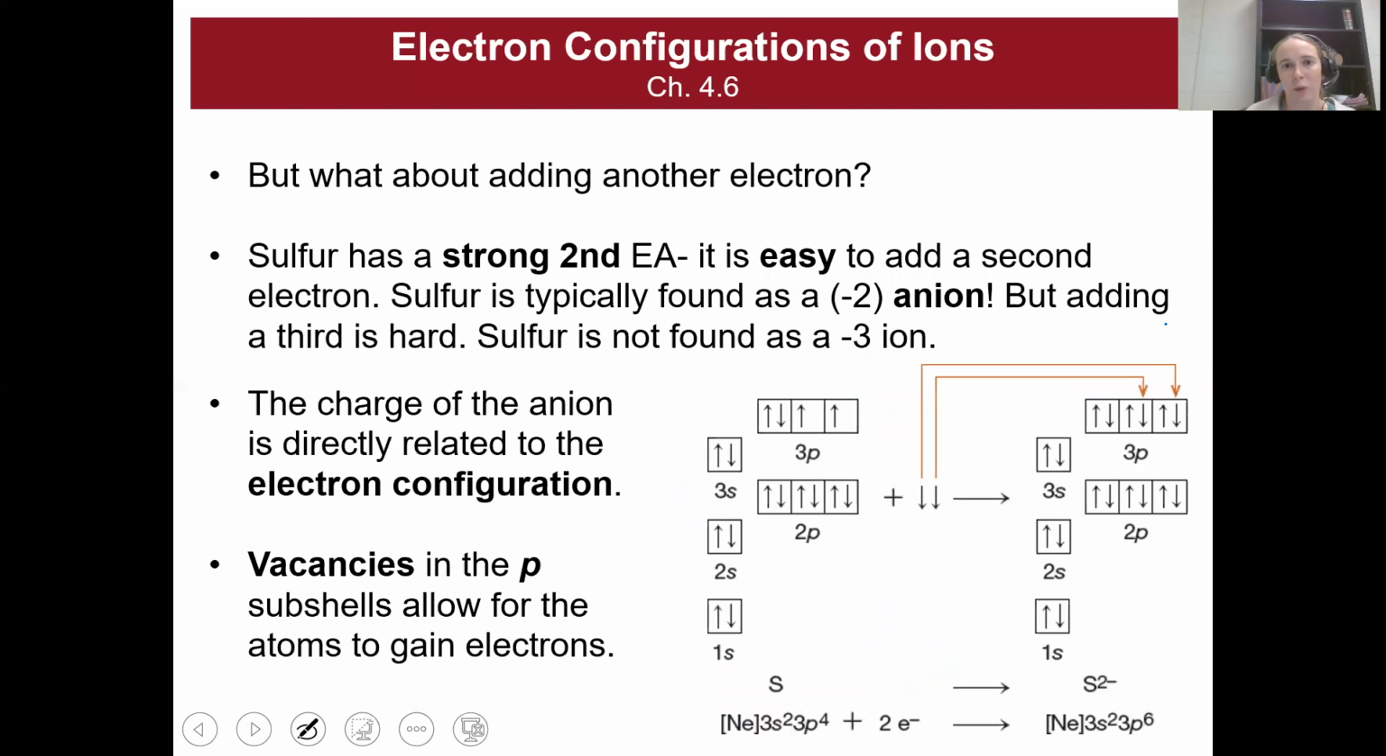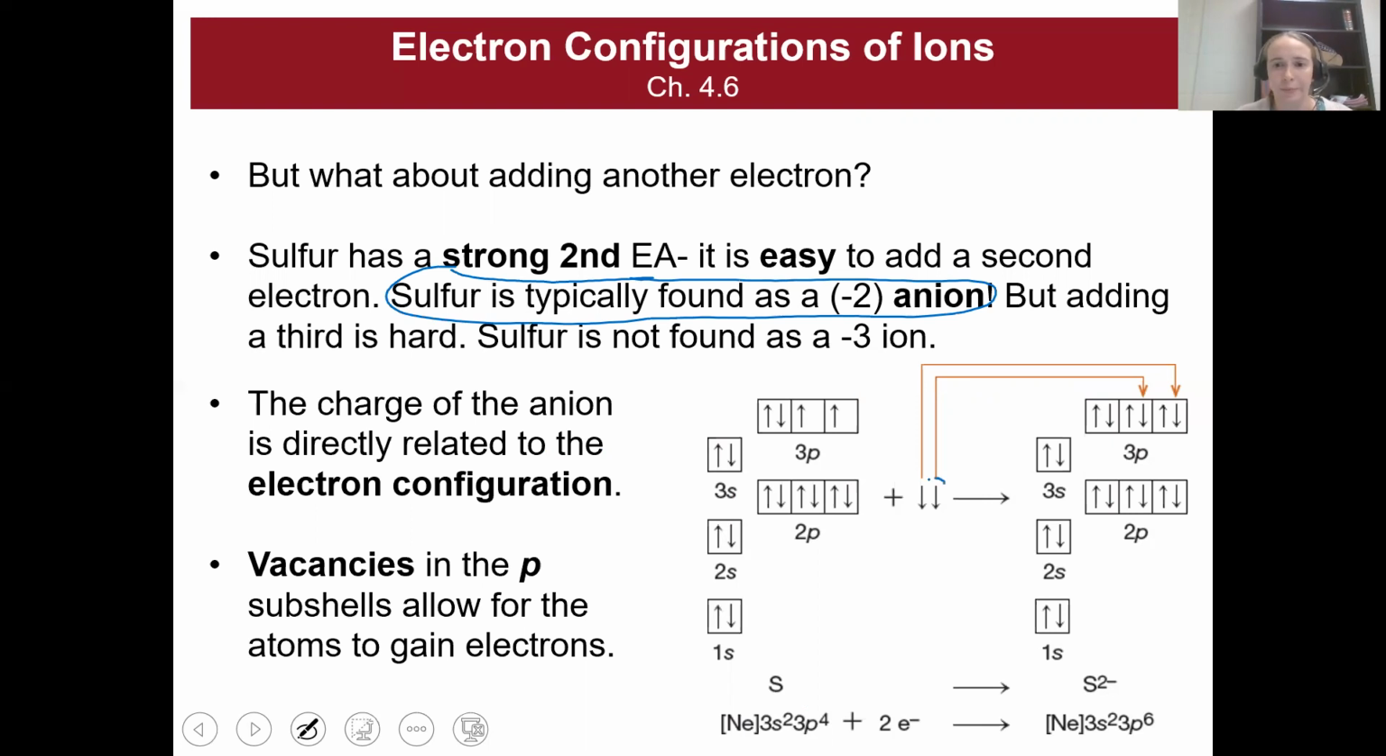What about when we add another one? Well, now let's look at sulfur. Sulfur's next to chlorine, so sulfur is one further. It's in group 16 instead of group 17. Sulfur has a strong second electron affinity. So it's easy to add a second electron to sulfur, which is why sulfur is typically found as a -2 anion. So is oxygen. Anything in group 16 really is likely to be found as a -2 anion because of this, because it has a strong second electron affinity and because of its electron configuration.